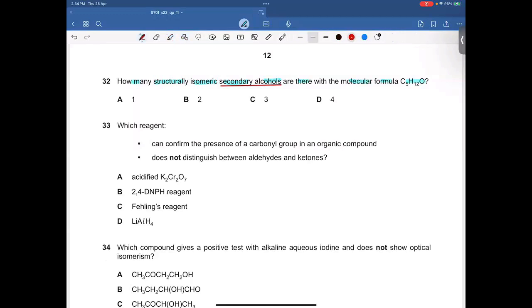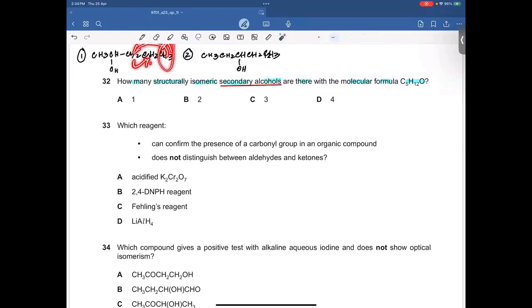Okay, first of all, CH3, CHOH, CH2, 1, 2, 3, 4, and 5. This is my first one. Second one is to shift the OH to this carbon and the hydrogen to that carbon atom. So it's going to be CH3, CH2, CHOH, CH2, and CH3. Okay. Shift this alkyl group to that carbon and hydrogen to this carbon atom.